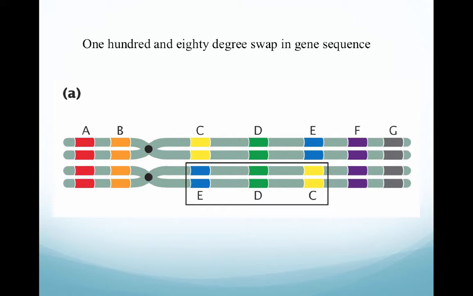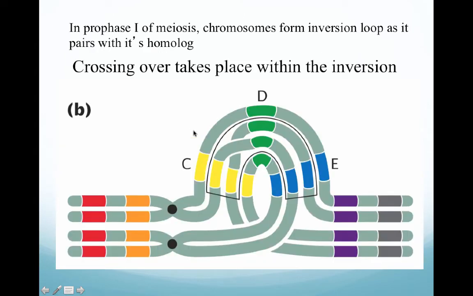Again, here we see a 180 degree inversion happening, and this makes it really hard for chromosomes to pair up because they're having to find their genes that are not in the correct location. So they're forming these inversion loops. And within these inversion loops, one of the conditions of this looping effect is we can get crossing over to take place within the inversion. So this gets really messy really quickly.